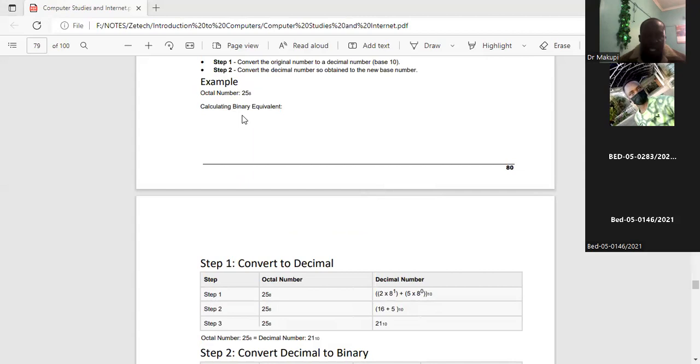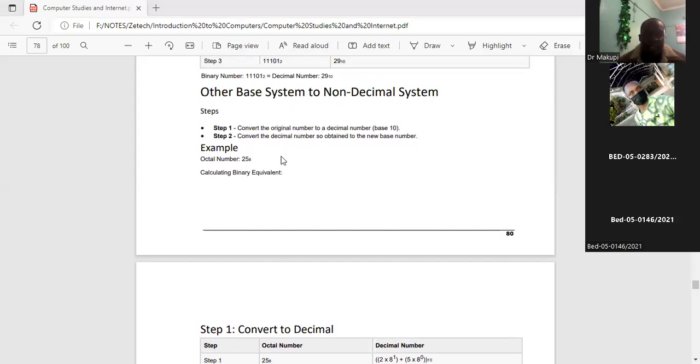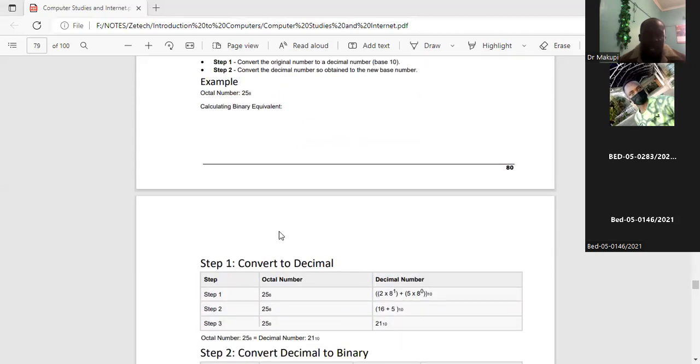Can you see here a scenario of octal number 25 base 8? To convert this one to its decimal equivalent, remember we said you multiply by increasing powers of 8. Any other conversion requesting you to convert to decimal, just multiply by the base, increasing powers of that base. So that's why we are saying 8^0 multiplied by 5, 8^1 multiplied by 2.